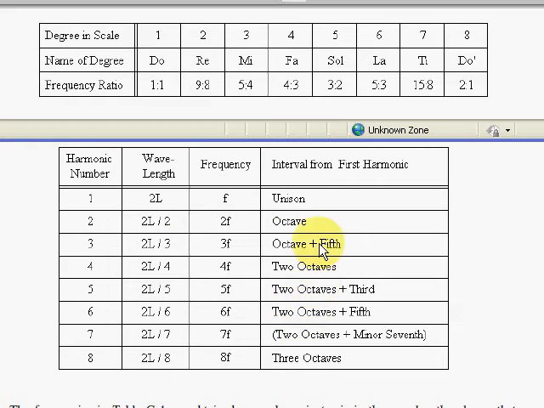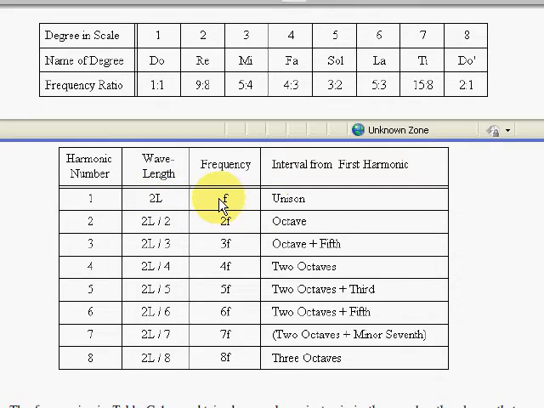Well, this is tricky to figure out these intervals, and that was left for you as an assignment to complete. And let's go ahead and complete it now. We have a reference up here. These are the intervals. The unison is 1 to 1, the second 9 to 8, the third, the fourth, the fifth, the sixth, the seventh, and the eighth is the octave. So let's find out what are the intervals to put in this column if we are comparing to the first harmonic. So this is the reference.